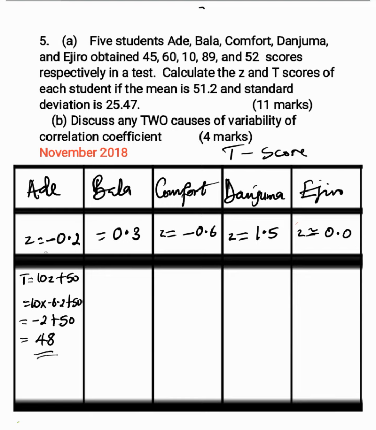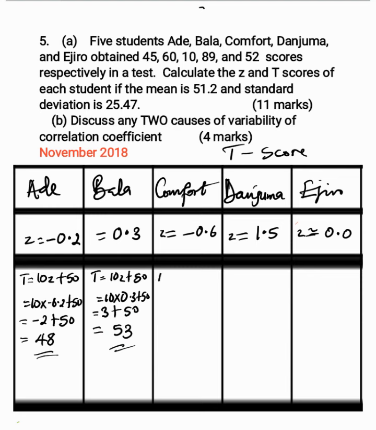Now let's calculate the T-score of Bala. We still employ the formula, 10Z plus 50. Then we have 10 times positive 0.3, then we add the 50. So 10 times 0.3 is 3. Then plus 50, we're going to have 53. So this is the T-score of Bala.